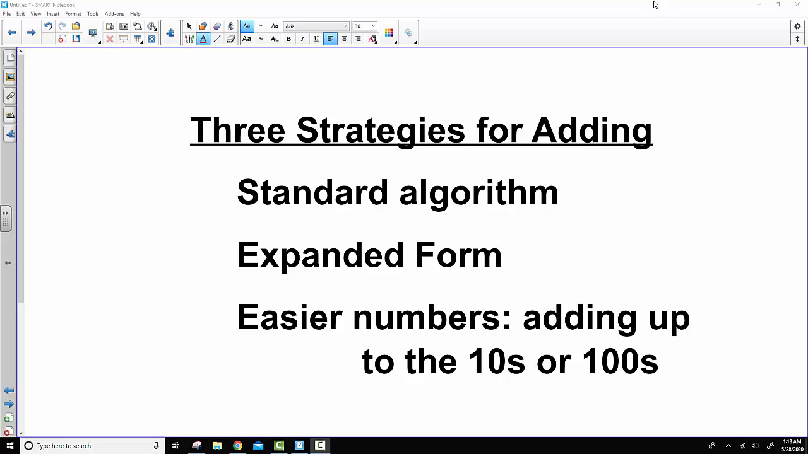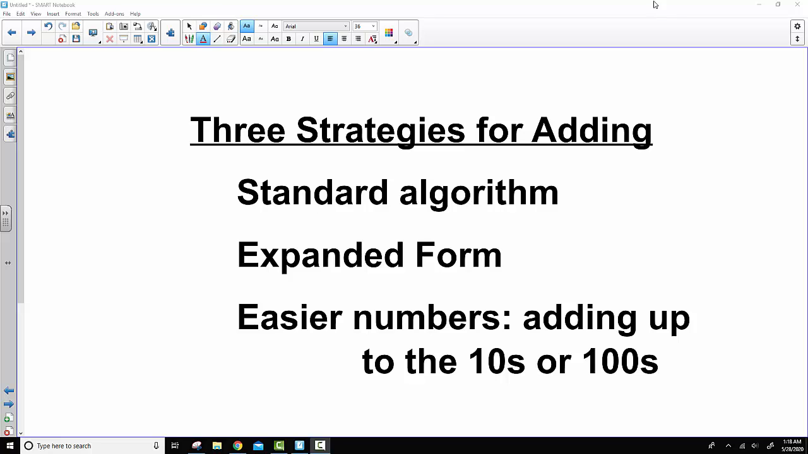Today we used 3 different strategies for adding. We repeatedly used the standard algorithm, which is typical and most people associate with addition. To make the addition easier, we also used expanded form. In this way, we use place value to find the answer for our addition. It makes the numbers much simpler to add.